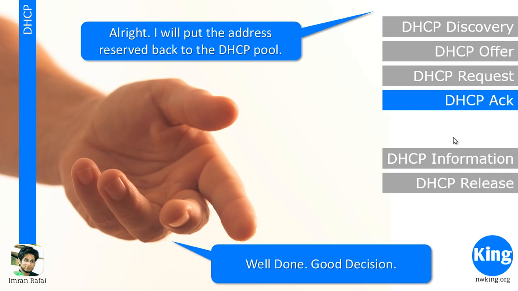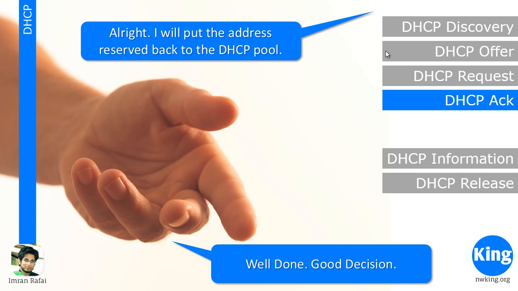Now DHCP also has 2 more messages. That is the DHCP information message. The DHCP information message is issued by the client if it needs more information than the information that is provided by the DHCP offer. That was the second step. So in the DHCP offer, if the server had not given enough information, or if the client needs more information than the information that was there in the offer packet, the DHCP information is what is sent to obtain those extra information. There's one more message, the DHCP release.